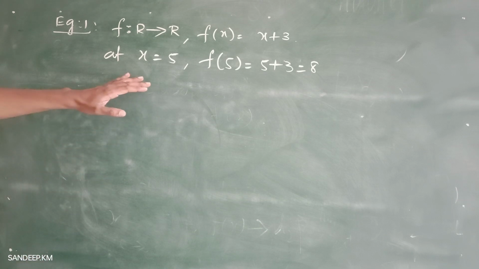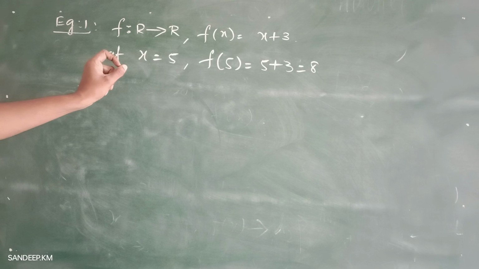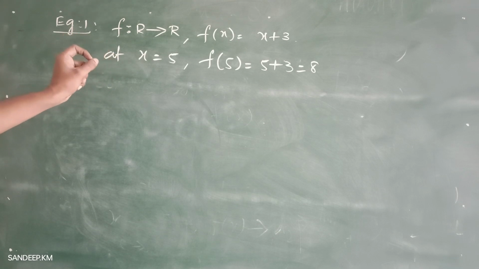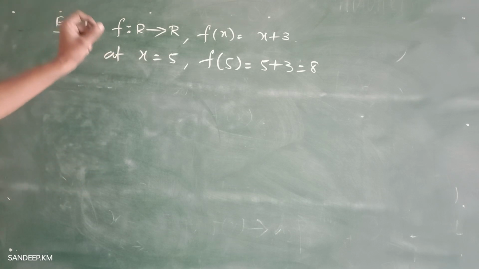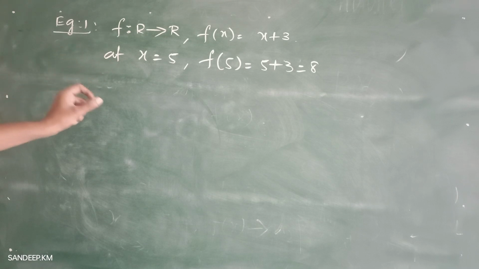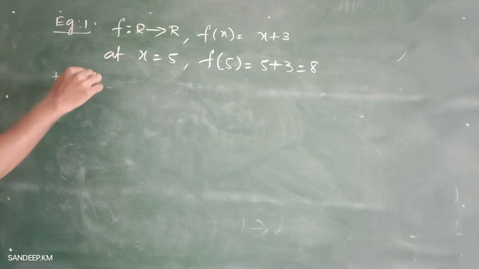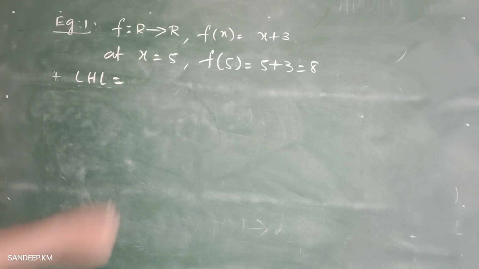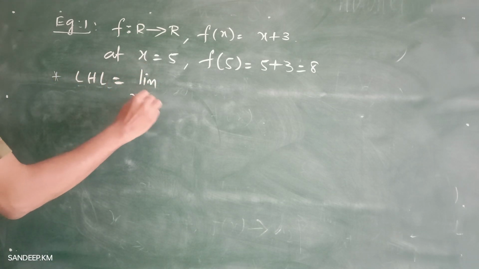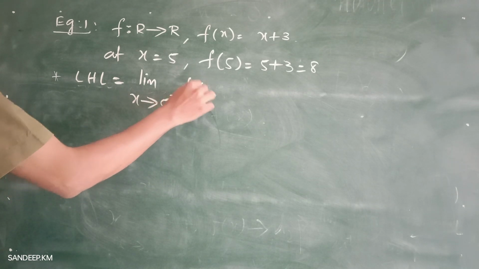Now the question is not about the value of the function. The question is about the limiting value of the function. We have to understand what is the limiting value of the function, right? So let us try to calculate what is LHL at x equals 5. Okay, so I am going to calculate LHL. So limit x approaches 5 from the left side f of x.